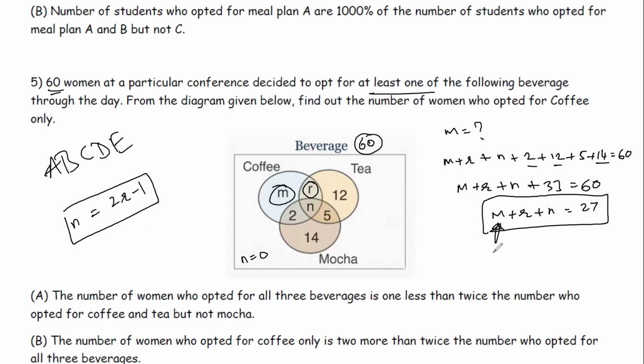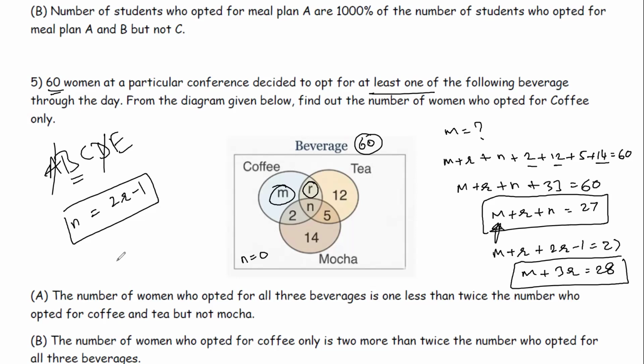So we get M plus R plus N, which is 2R minus 1, is equal to 27. So we get M plus 3R is equal to 28. And we don't have the value of M because R is missing. So A doesn't answer, D is out. So we look at B statement.